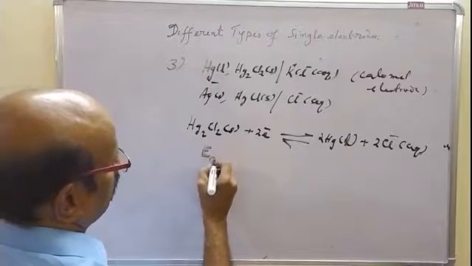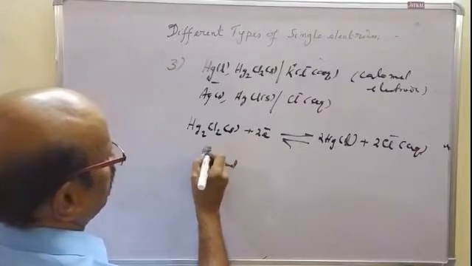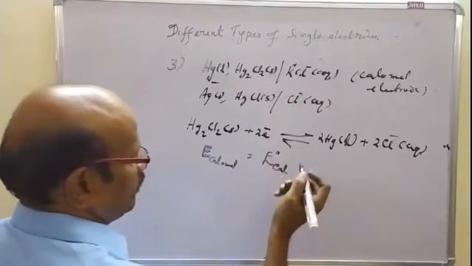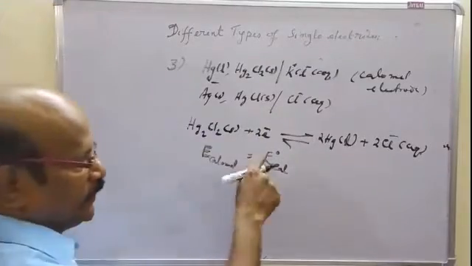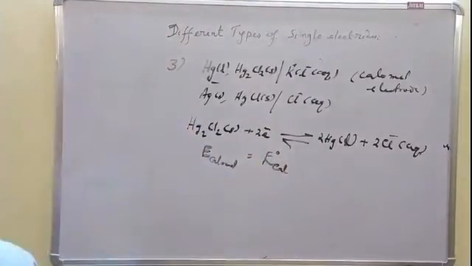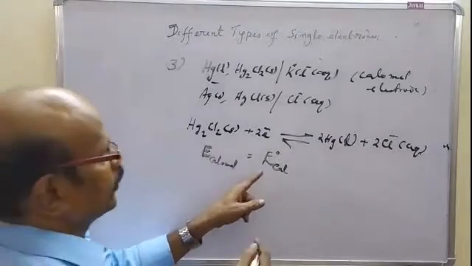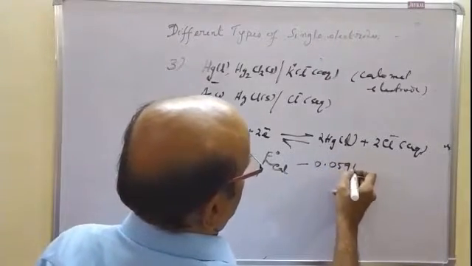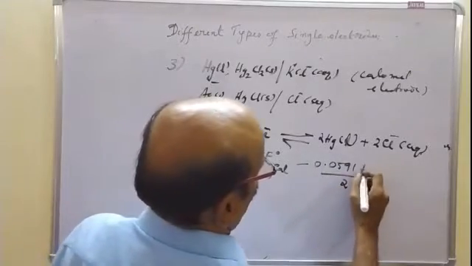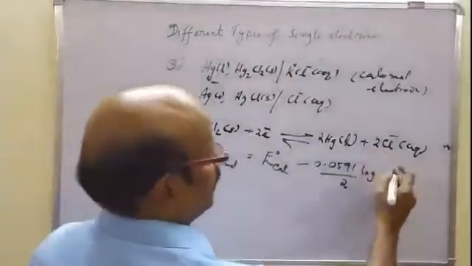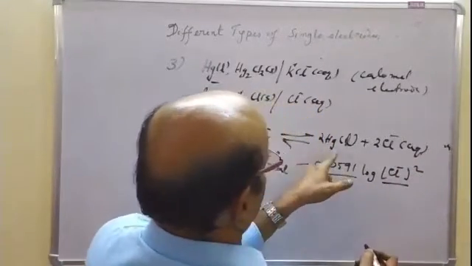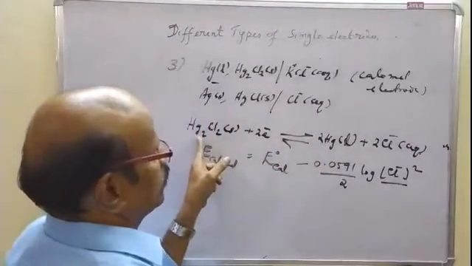E calomel is equal to E0 calomel. Standard, when the concentration is 1 molar, that is called a standard value. Its value when it is 1 molar is 0.2800. E0 calomel, I will write, minus 0.0591 by n, log of the concentration of Cl minus, the whole square, divided by the concentration of mercury, that is 1, and the concentration of mercurous chloride, that is also 1.